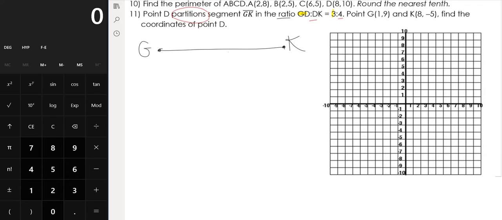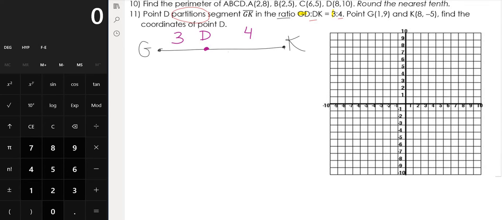So D is going to be located somewhere along this line segment. I'm going to make up a place. So let's say it's right here, and we'll see if that makes sense. I'm going to make it closer to G, and I'm just going to label it as D. So GD to DK is 3 to 4. GD is the 3, so I'm going to put 3 here. And then DK is the 4. So from D to K, it's 4.